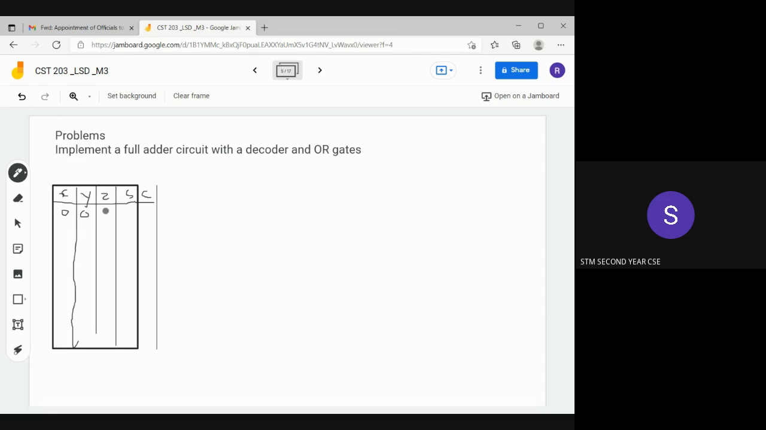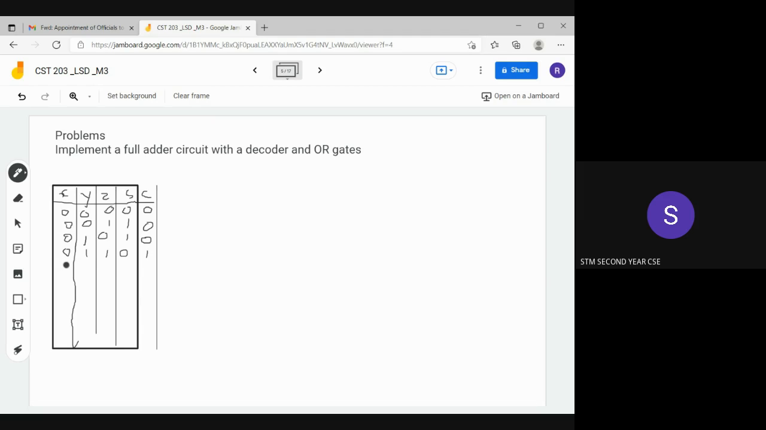Okay, so the full adder truth table. First 0, 0, 0. If all bits are 0, sum is equal to 0, carry is equal to 0. Okay, then 0, 0, 1. Then sum is 1, carry 0. Then next 0, 1, 0. 0, 1, 0 means sum is 1, carry 0. Then next 0, 1, 1. So sum is 0, carry 1.